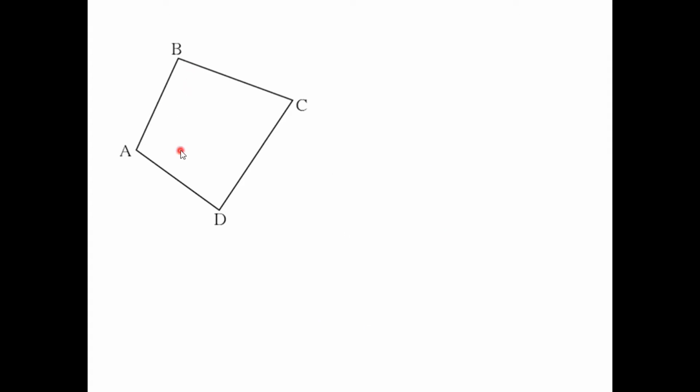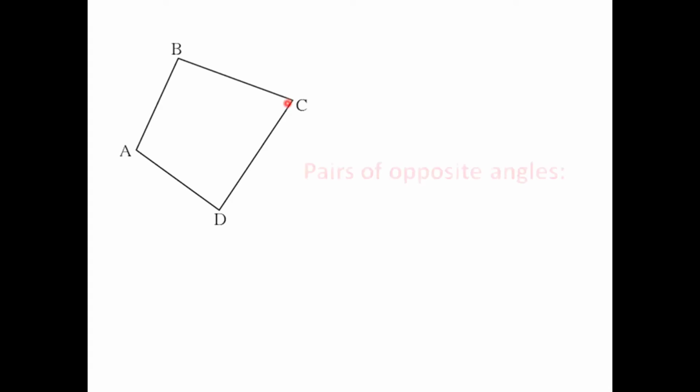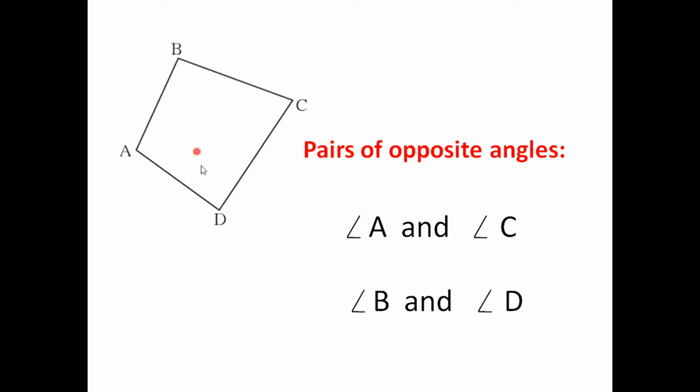quadrilateral ABCD. Let us have the next concept, that is, pair of opposite sides. Now for this, if we consider segment AB and segment CD, as we can see, segment AB and segment CD do not have any vertex in common. So such a pair is called a pair of opposite sides. So AB and CD is the first pair of opposite sides. Similarly, AD and BC is another pair of opposite sides. Now the next concept we are going to learn is a pair of opposite angles. So angle A and angle C, or if we expand this, angle BAD and angle BCD, are exactly opposite to each other. That's why it is a pair of opposite angles. There is another pair of opposite angles, that is angle B and angle D.